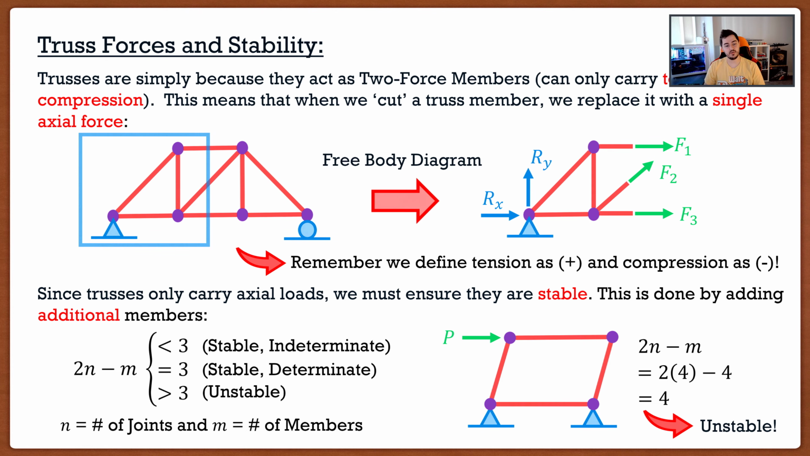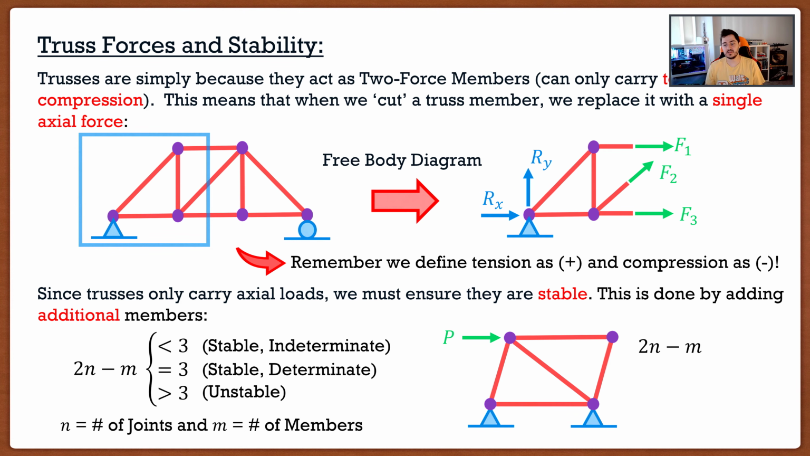Now the question becomes, okay, how do I make it stable? Well, if we look at our equation, 2n minus m, and we want our number lower, we have to increase m. We have to increase the number of members. So if we look at our truss, and now we add that additional member, we know that if I were to put that force P, it's not going to just simply fall over. It's going to provide resistance because we now have that diagonal strut.